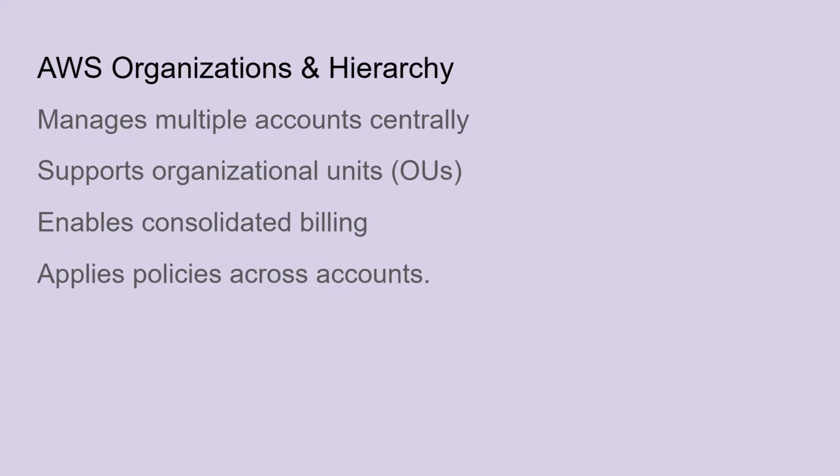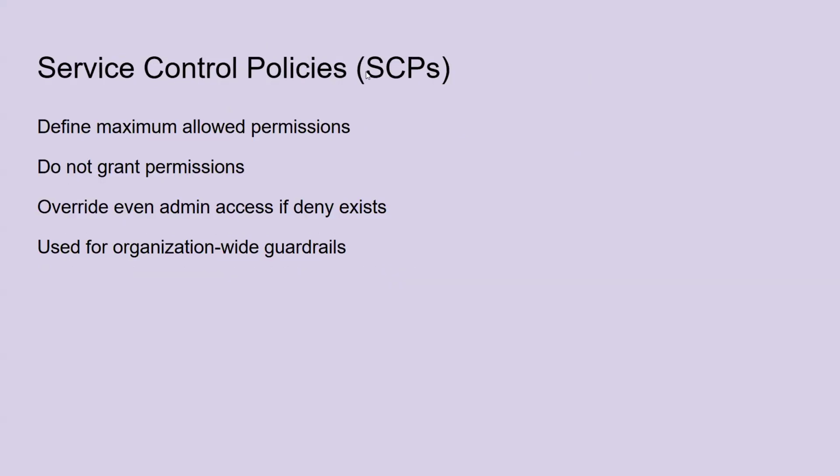AWS Organizations and hierarchy. It manages multiple accounts centrally, supports organizational units, enables consolidated billing, and it applies policies across accounts. SCPs, or service control policies, define the maximum allowed permissions, but they do not grant permissions, and they override even admin access if a deny exists. These are used for organization-wide guardrails.